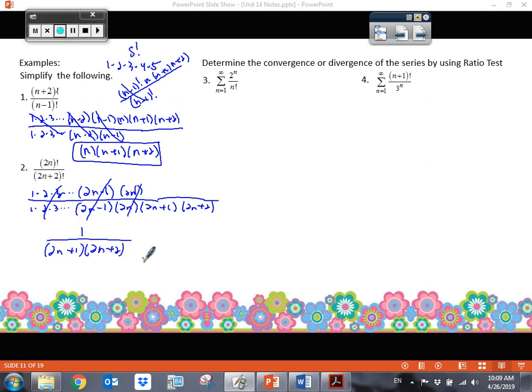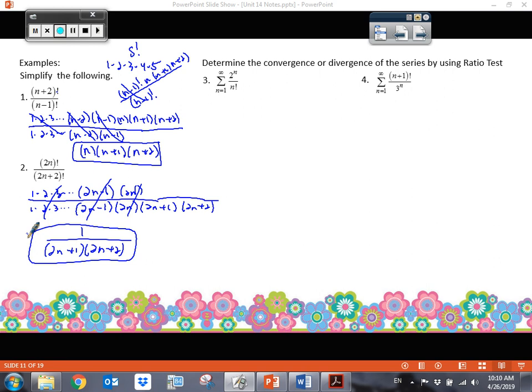Those of you that love to FOIL and multiply, no need to. Please don't. Just leave it like that. Yeah, I mean, if you really must, I guess you can multiply it out if you want to, but there's no reason to. We can just leave it exactly like that. Okay? So all of that is in preparation for being able to simplify factorials when we're doing the ratio test. Okay? We okay so far?